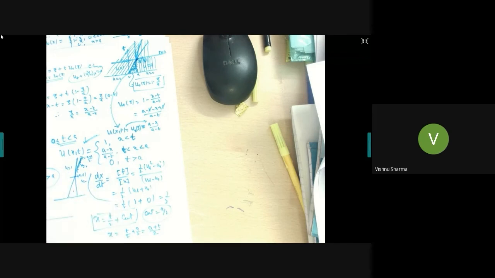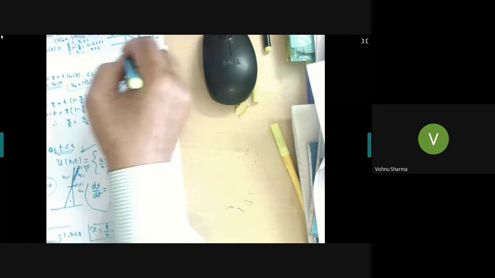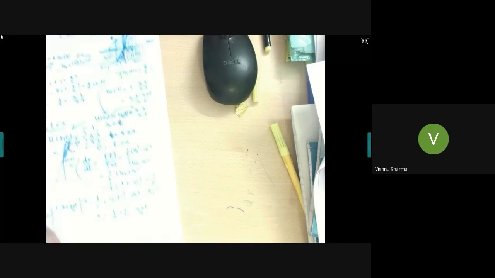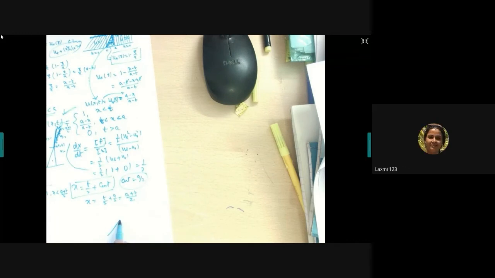So the solution for t greater than a, u(x,t), is equal to what? Tell me. On the left, it is 1. So 1 when x is less than what? Sorry, x is less than a plus t by 2. This is x is equal to a plus t by 2. Don't confuse it with this line. This is the line x is equal to a plus t by 2.